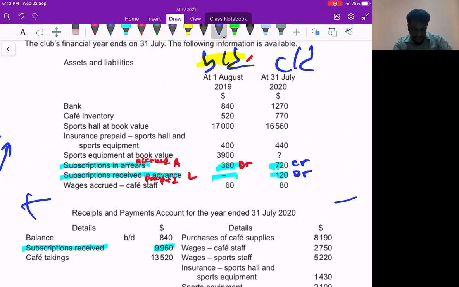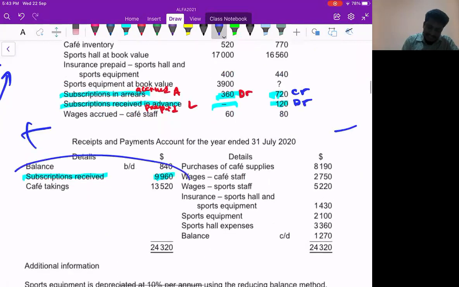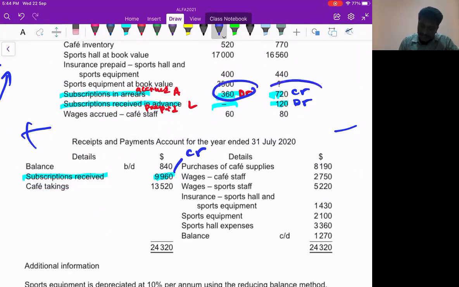Then subscription received. If a subscription is received in a bank account, it will be debit. But now in a revenue account, it will be credit. So you know this one debit, this one credit, this one debit, this one credit. You balance up, you will know how much the revenue for the year, how much subscription for the year. The subscription for the year will be transferred to income and expenditure.